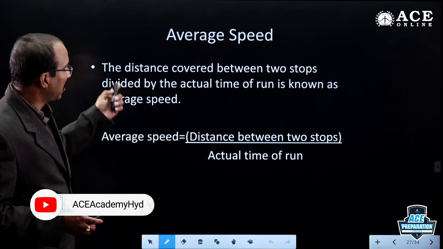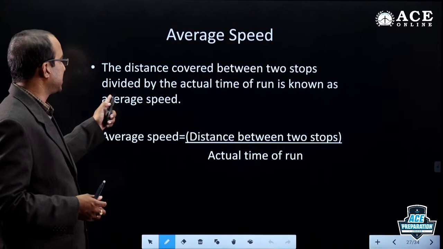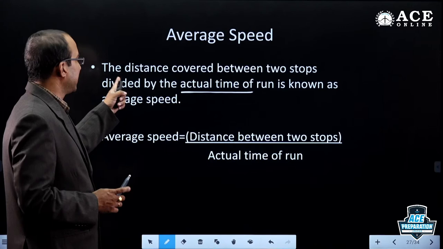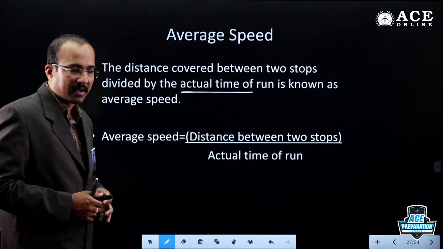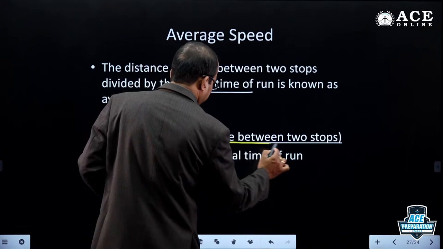So now let us look into what we mean by average speed and how you calculate it. Average speed means the distance covered between the stops divided by the actual time of run. Okay. There is a difference between average speed and scheduled speed, so let us observe that carefully. The distance covered between the stops divided by actual time of run is known as average speed. Okay. Distance covered between the two stops divided by the actual time of run gives the average speed.